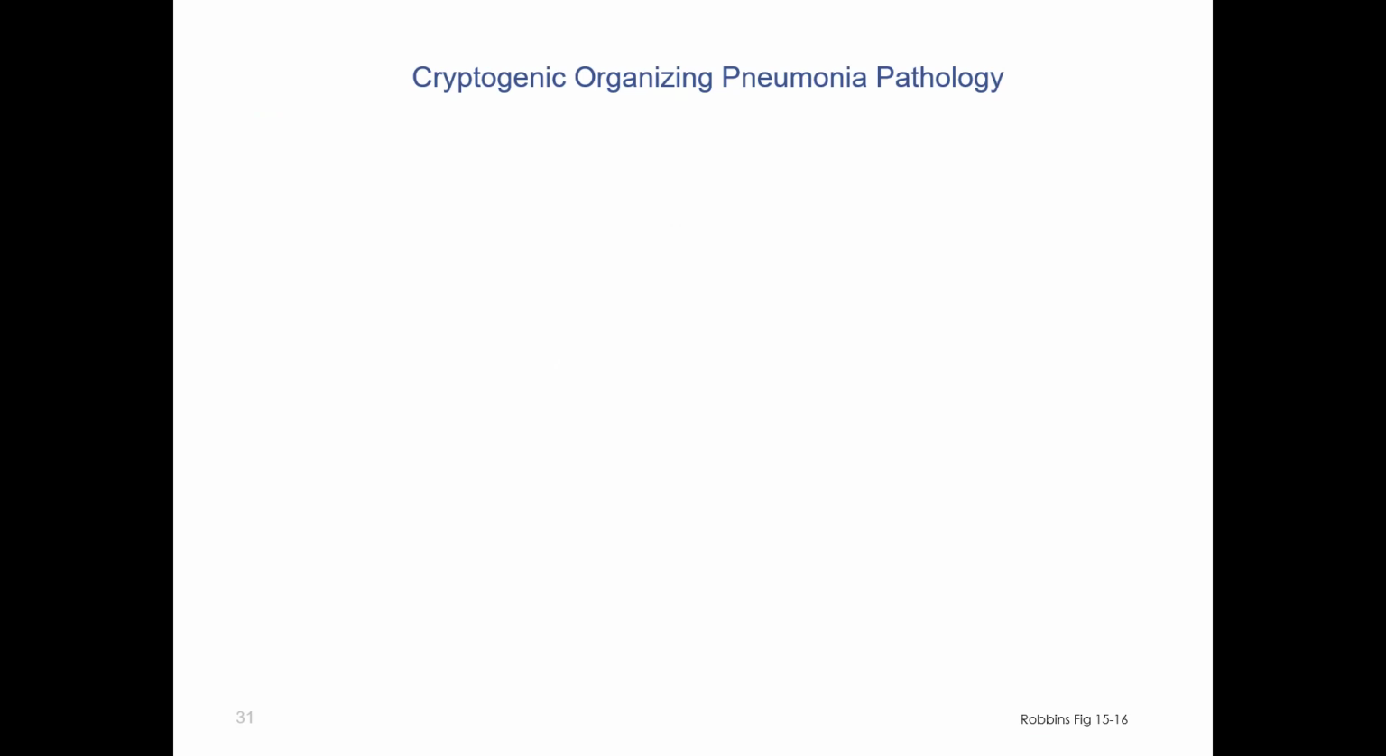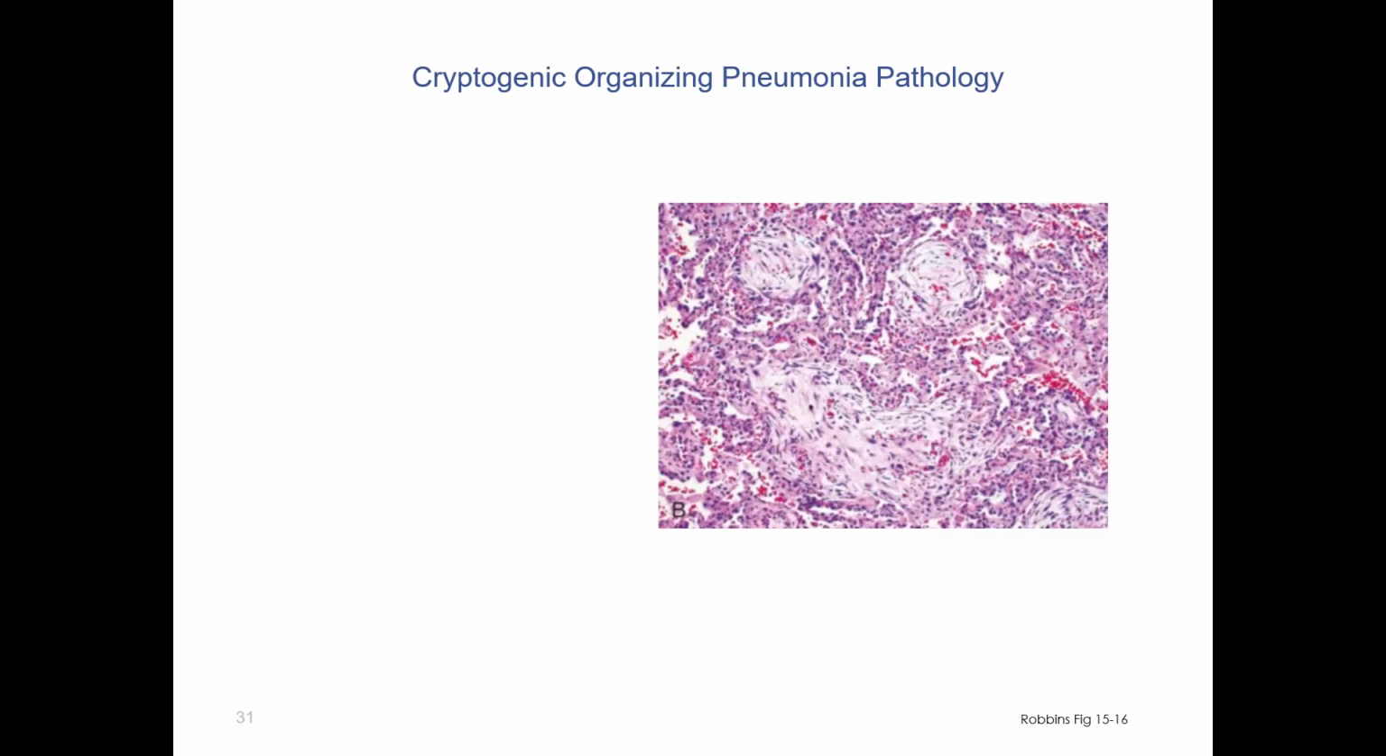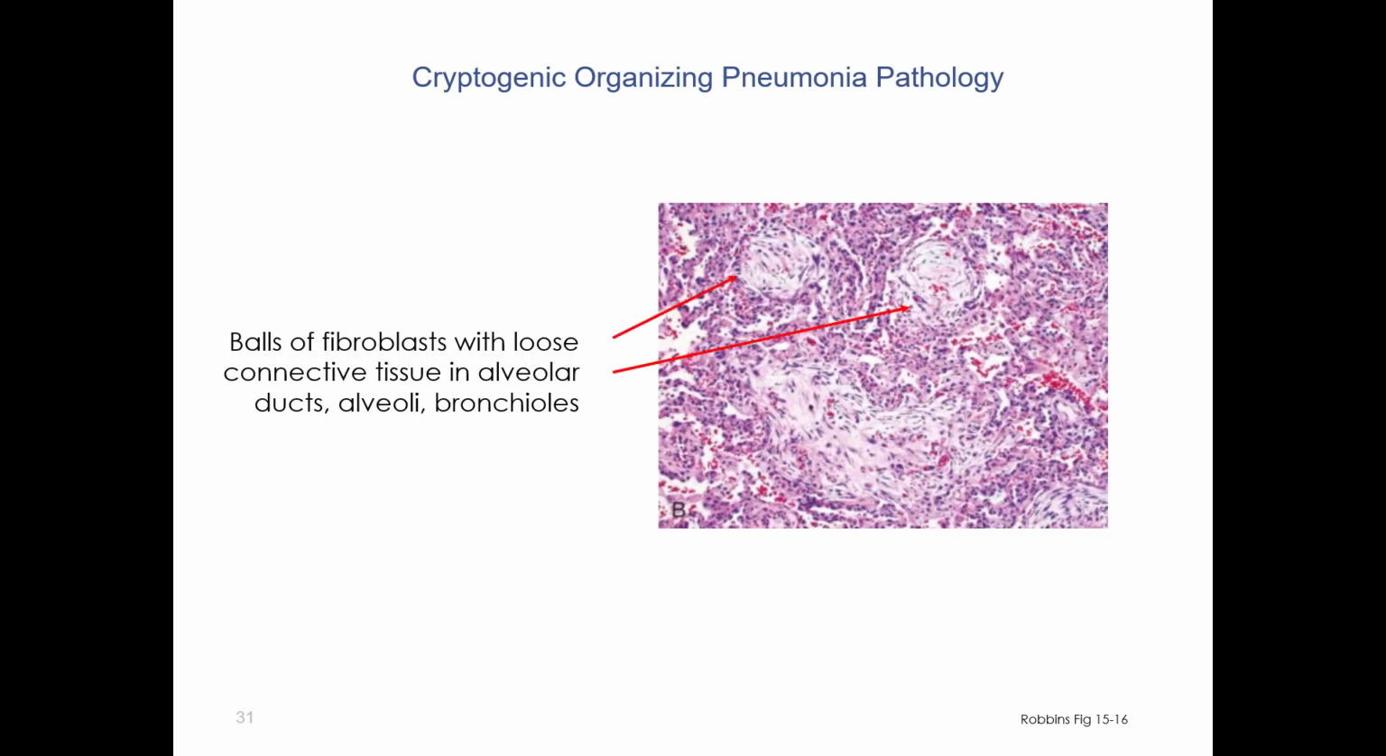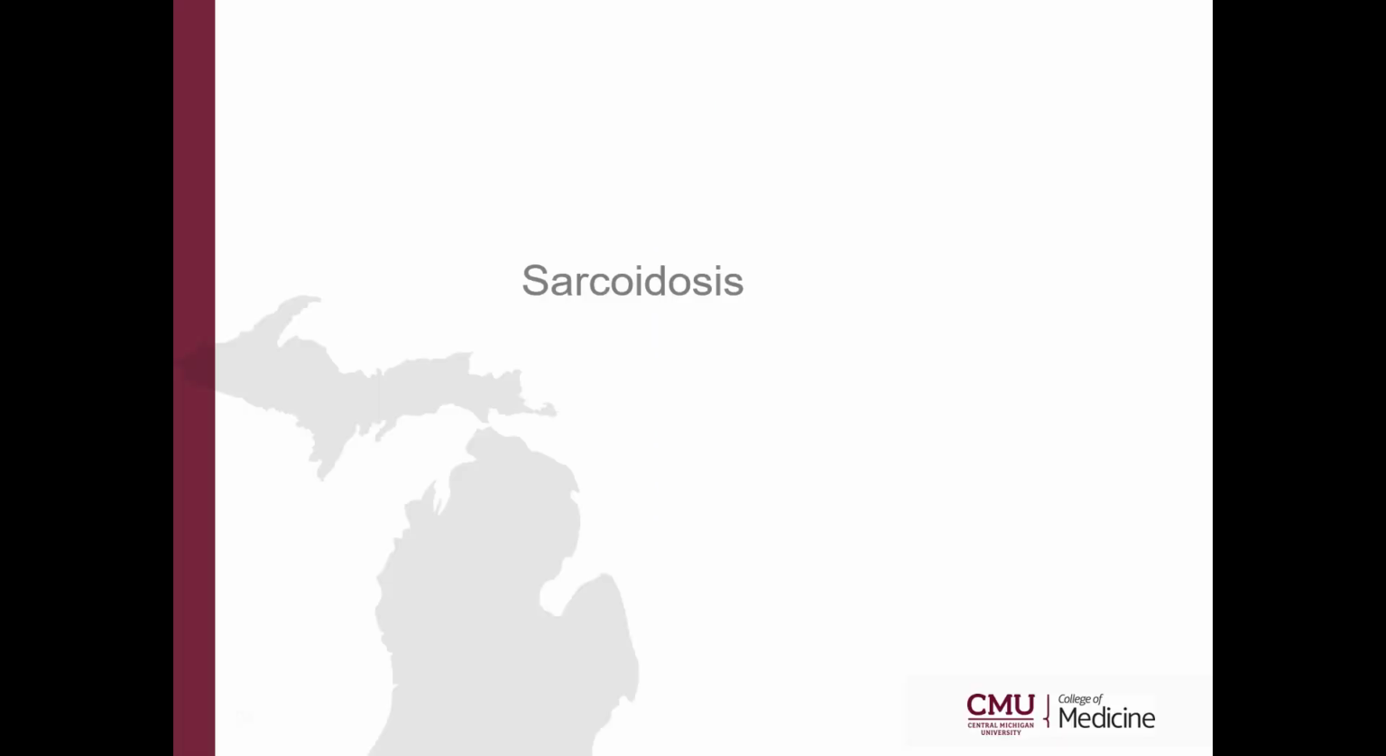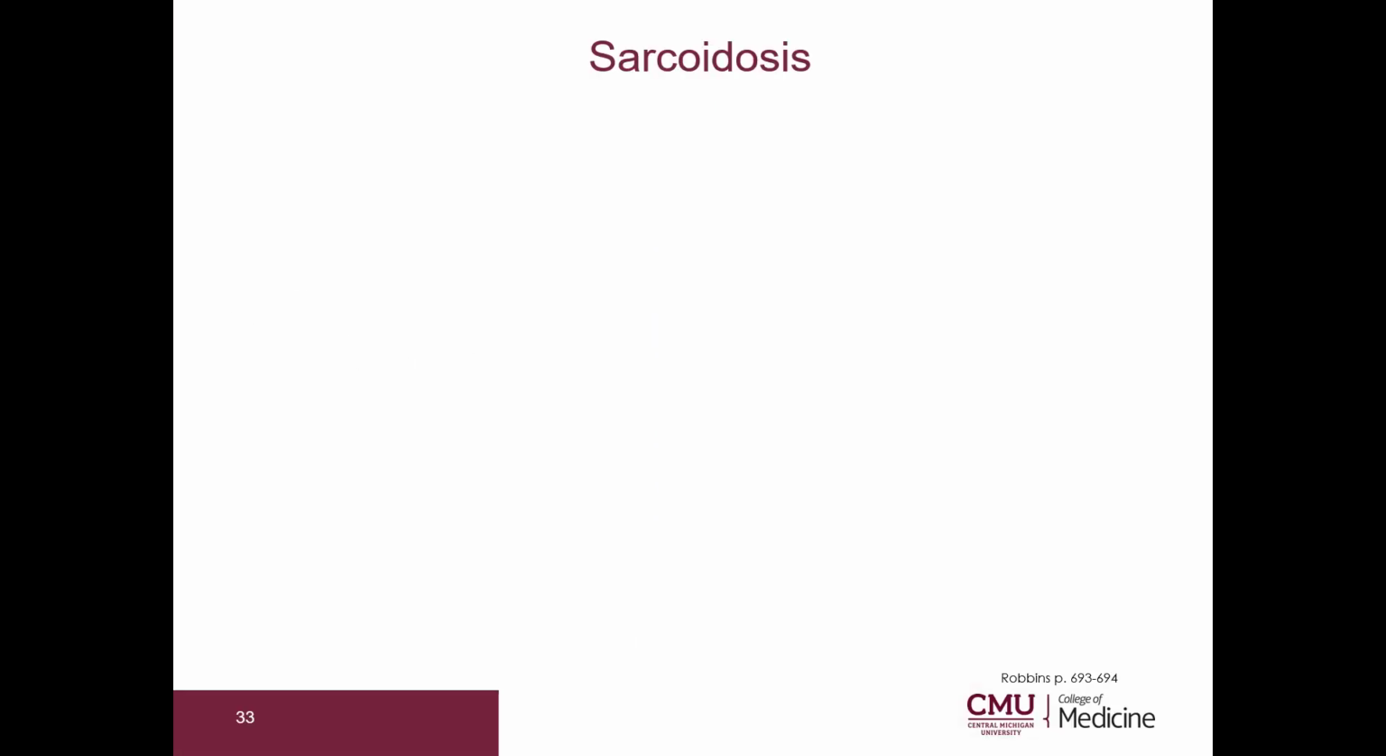Let's take a look at the pathology. Here is our photograph. You can see there are balls of fibroblasts with loose connective tissue in the alveolar ducts, alveoli, and bronchioles. Let's go on to sarcoidosis.